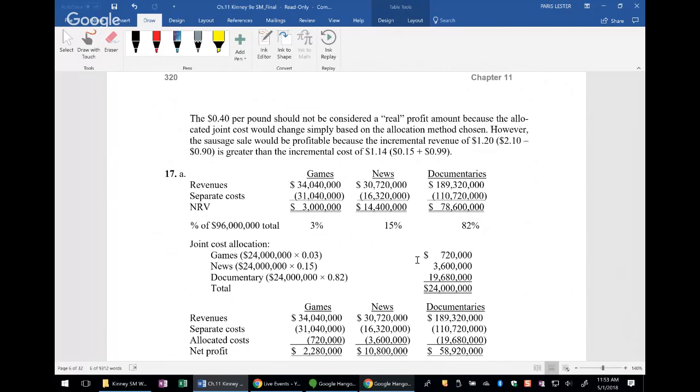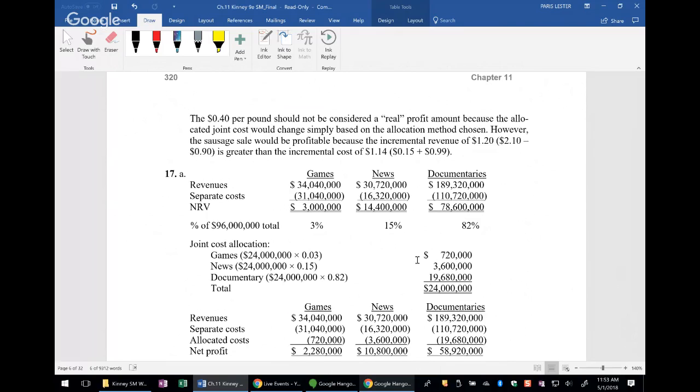The joint cost allocation. All right. 3% of 24, 15% of 24, and 82% of 24. Now the 24, that was given, wasn't it? Number 17, and 24 should be given. Has to be. Yeah, it's given. 24 million, really. So here you got your joint cost allocation to 24 million.